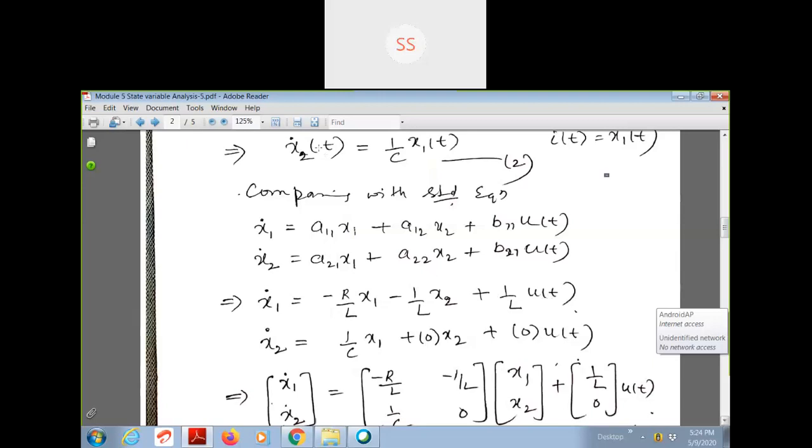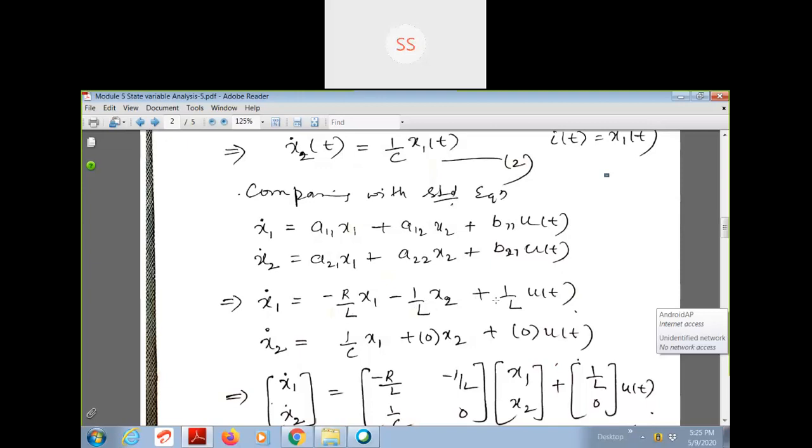So x2 dot of t, we had written actually x2 dot t just to indicate it's a time domain representation. When we are writing a general state model, that t can be skipped and you can simply write x1 dot and x2 dot. So that's the first equation. There is no modification in the first equation, so there was no need to put 0 and all coefficients are present.